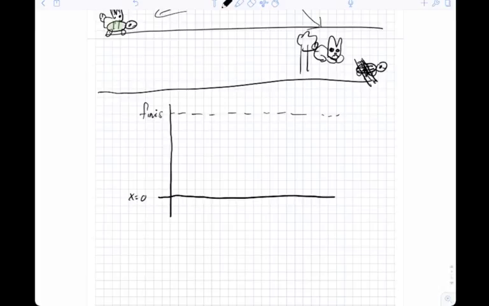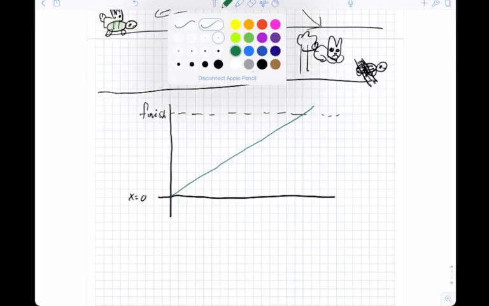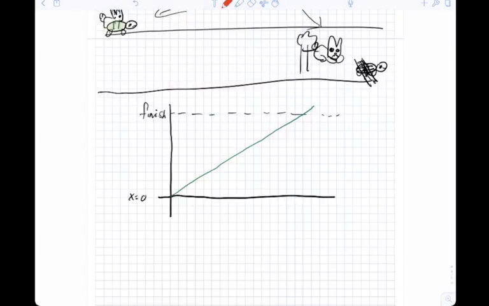Finish. The tortoise in green here travels at a constant velocity. It's not very big, but it crosses the finish line. The hare's trajectory is going to be more like this. I'm going to go really, really fast.